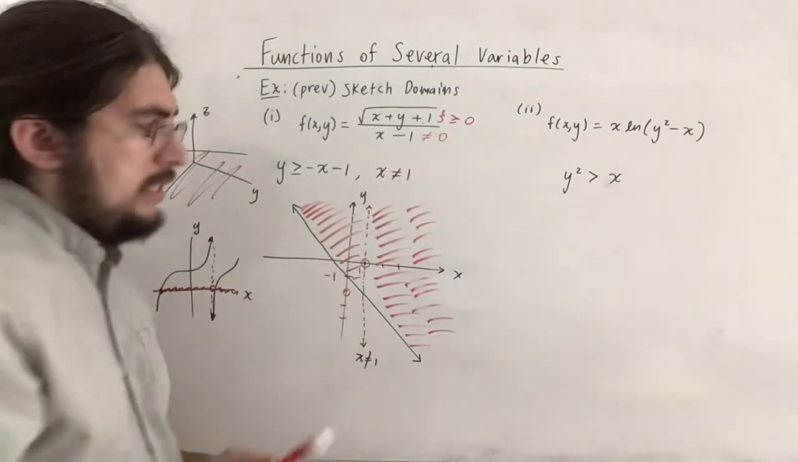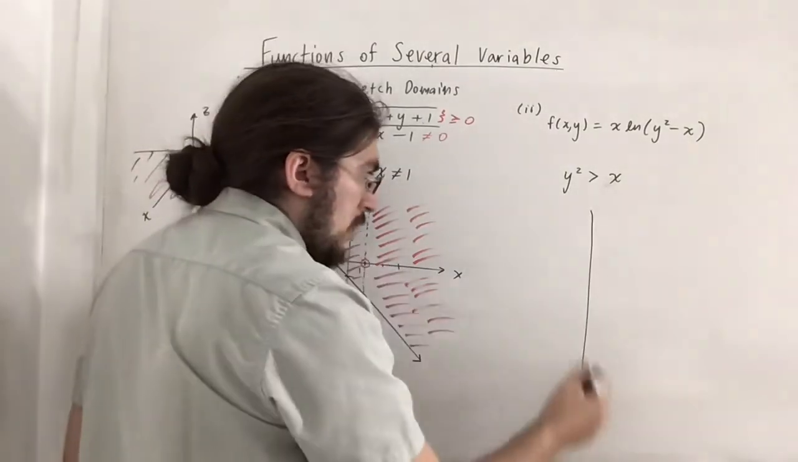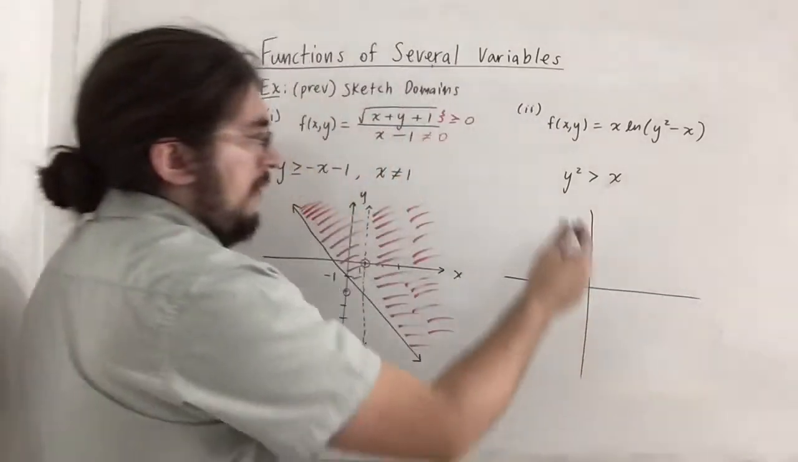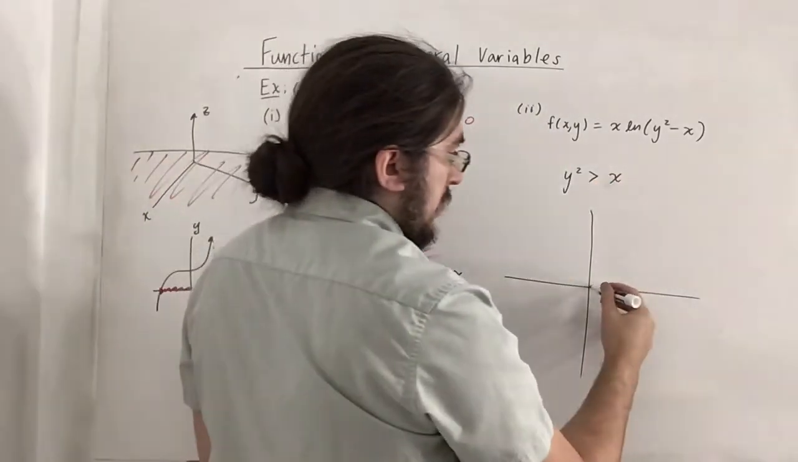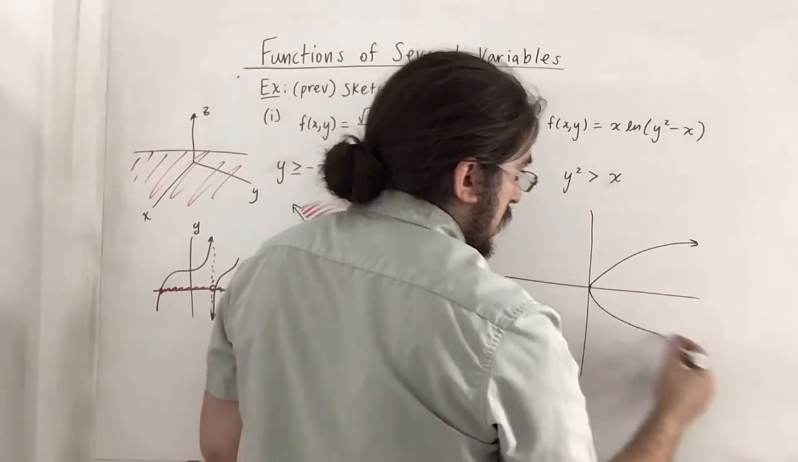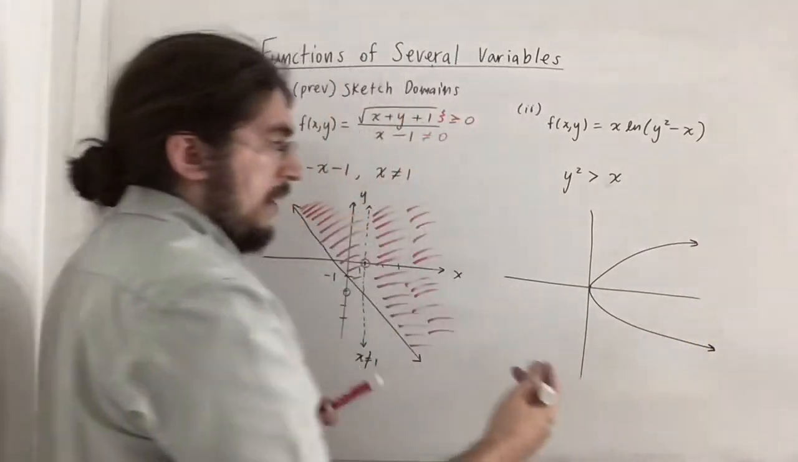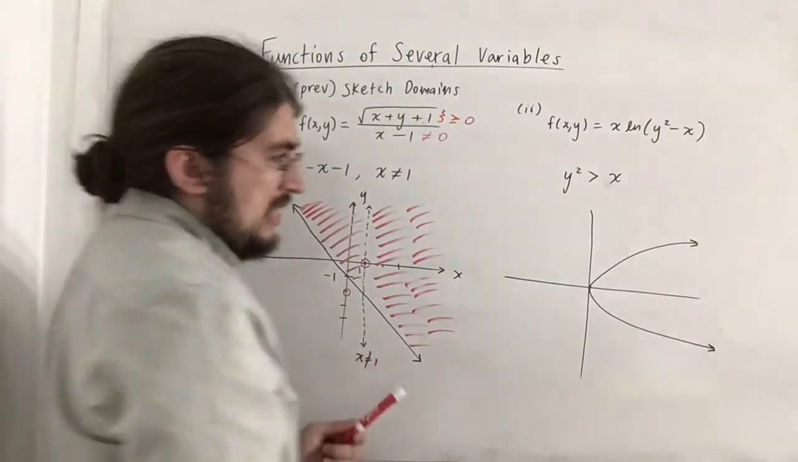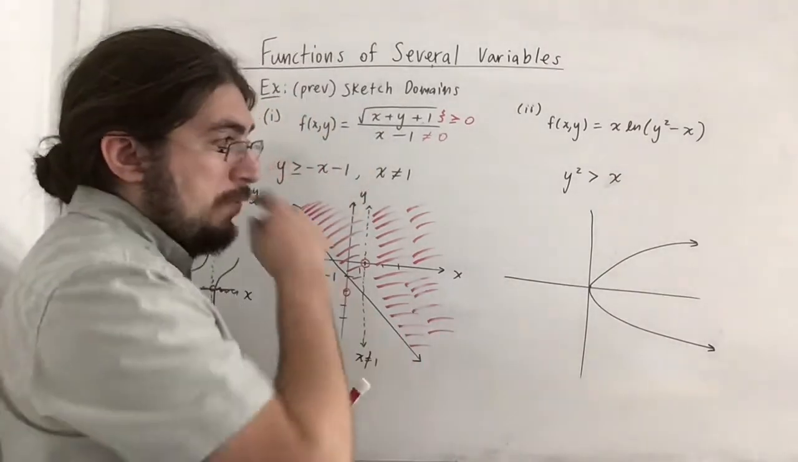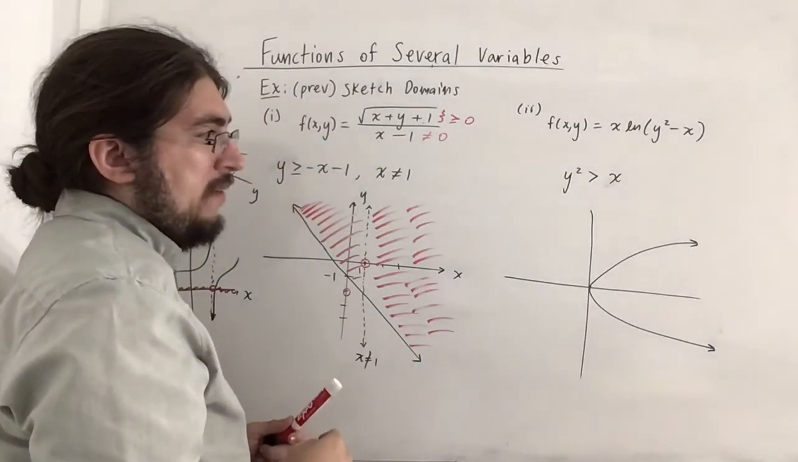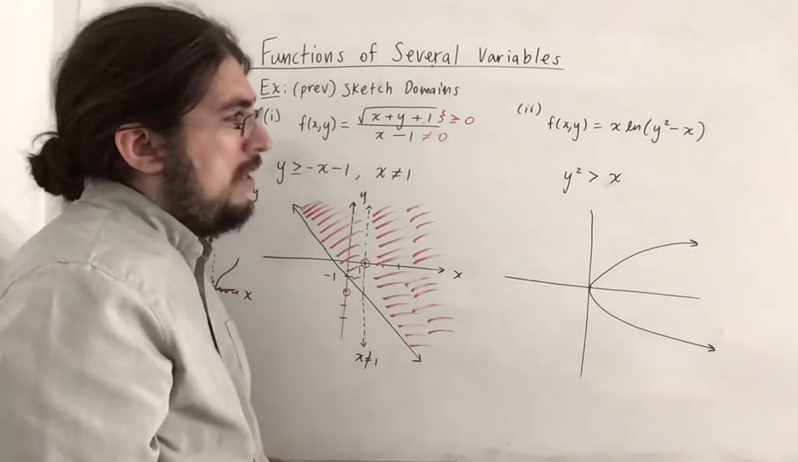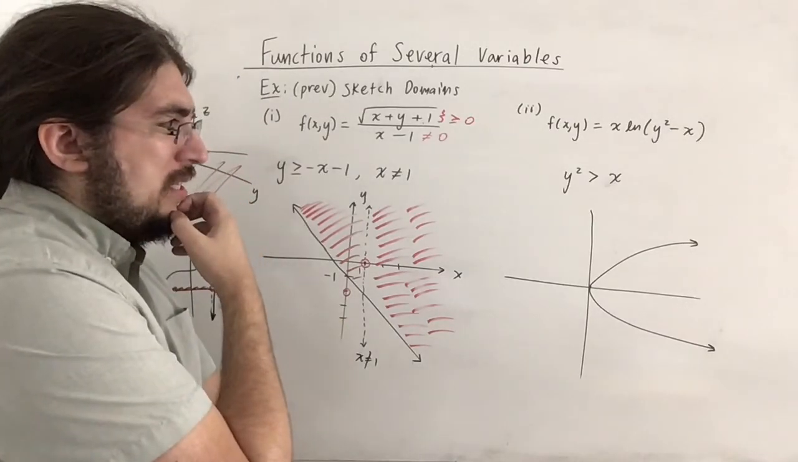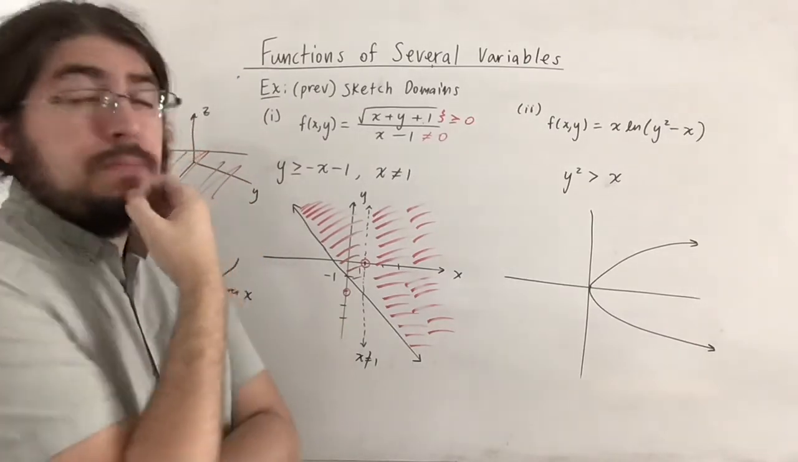Now for this one, this is a little interesting. Actually a little more straightforward. The graph of y squared equals x is the sideways parabola, this. So this is actually the graph of y squared equals x. Since this is y squared is bigger than x, then we want to shade everything that is above the parabola, which is kind of hard to describe. But I guess we can pick a test point.